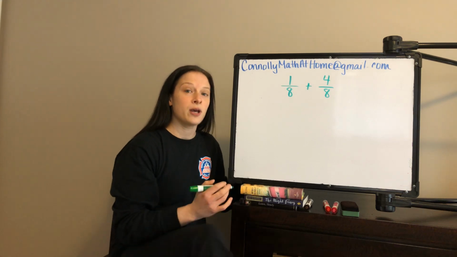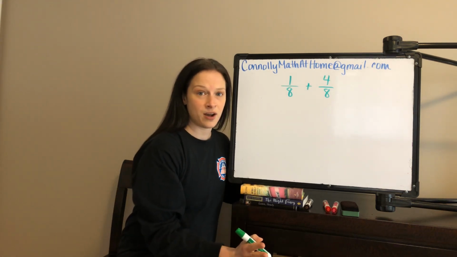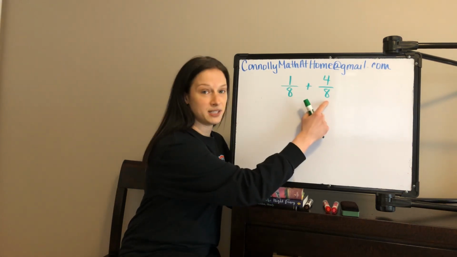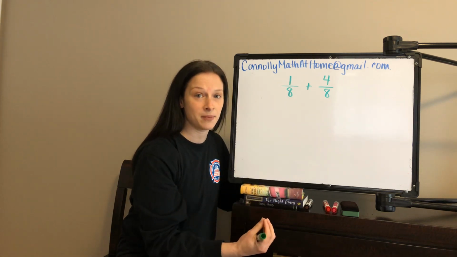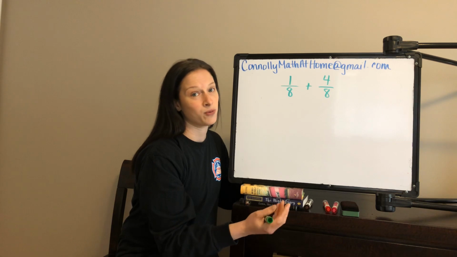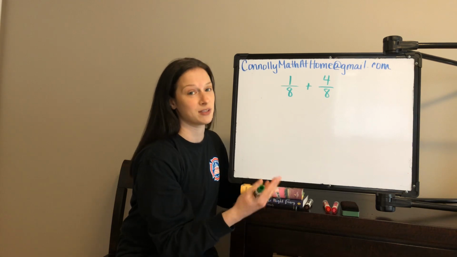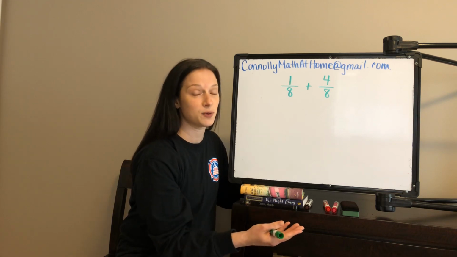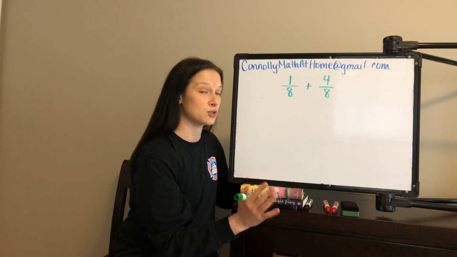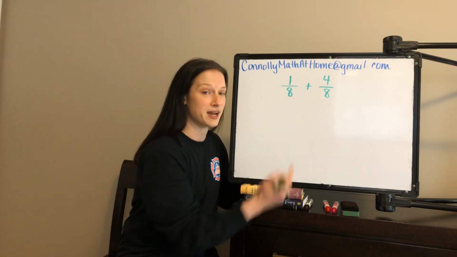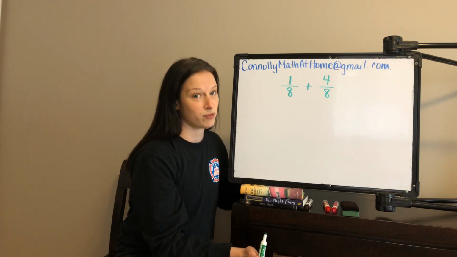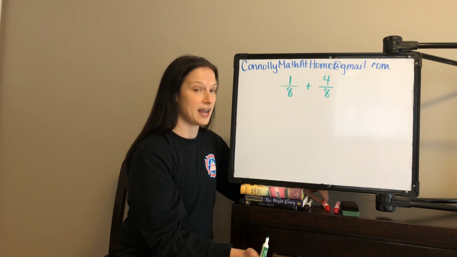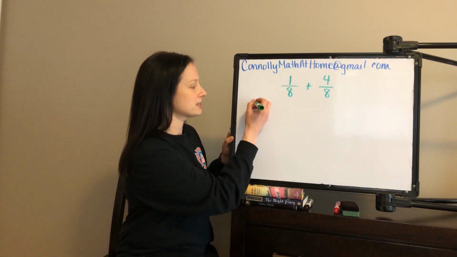Okay, so what we need to recognize right now is that we're working with the same size pieces. Eighths are the same size pieces, which means we can combine them. In 5th grade, we learn about when we're working with different size pieces and we have to take some additional steps to make sure we can combine the fractions. So just want to point that out, that the reason that we can just combine them is because the denominator is the same. So let's think about representing 1/8 and representing 4/8.